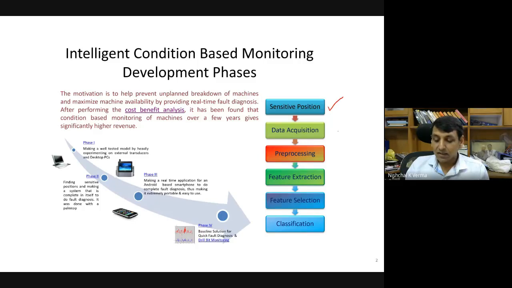Then comes the data acquisition. As I mentioned, the sensors capture the signals comparative to the condition. These signals normally are analog signals, right? And where do we want to analyze these signals? On the computer, right? So we want to take this to the computer. For that, we will acquire the data into the computer. So we should have a data acquisition system. This data acquisition system basically helps us in taking the analog signal, and if it is a weak signal, we have to amplify it, right?